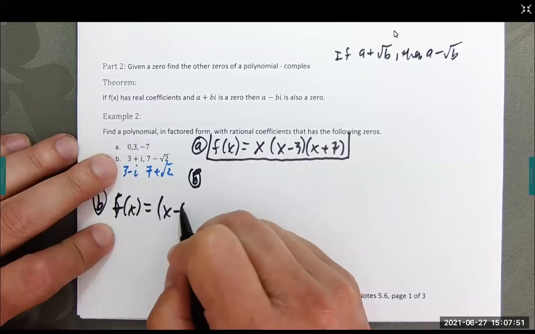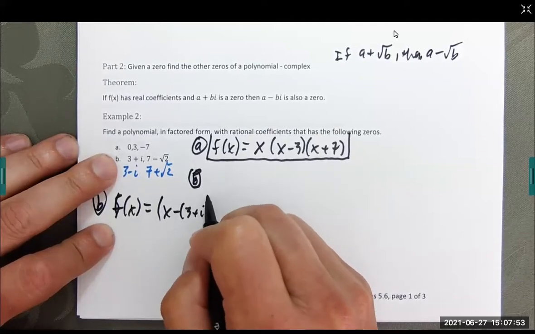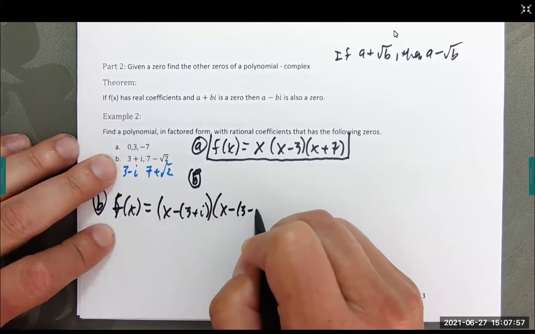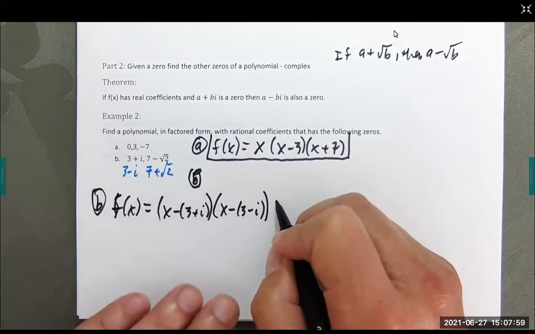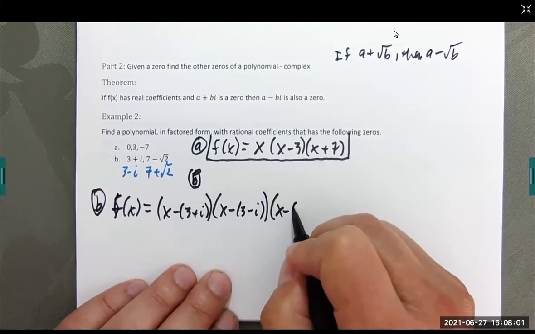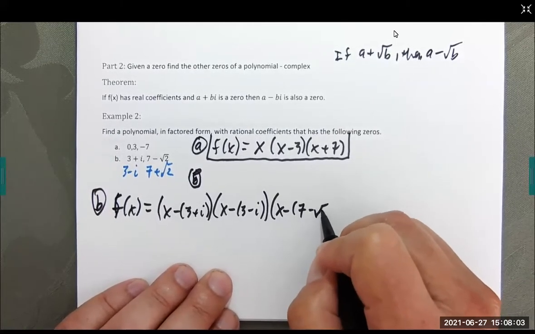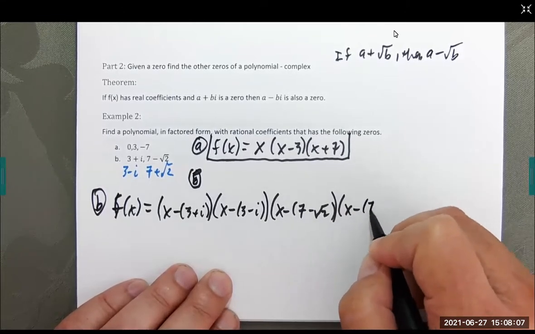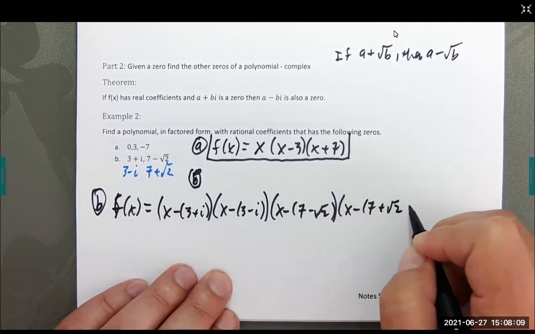x minus 3 plus i, x minus 3 minus i, x minus 7 minus root 2, and x minus 7 plus root 2.